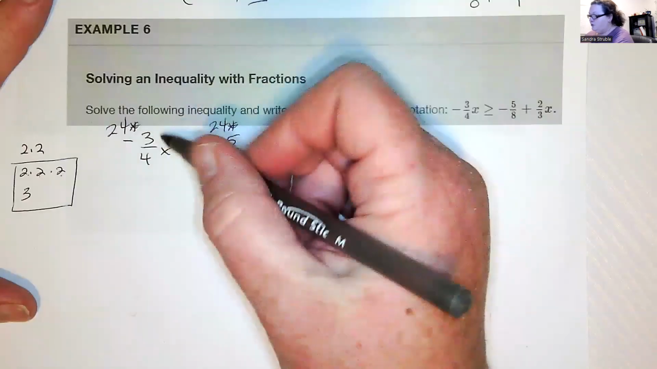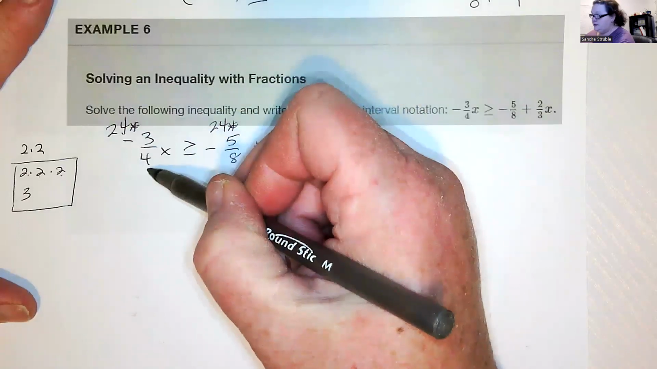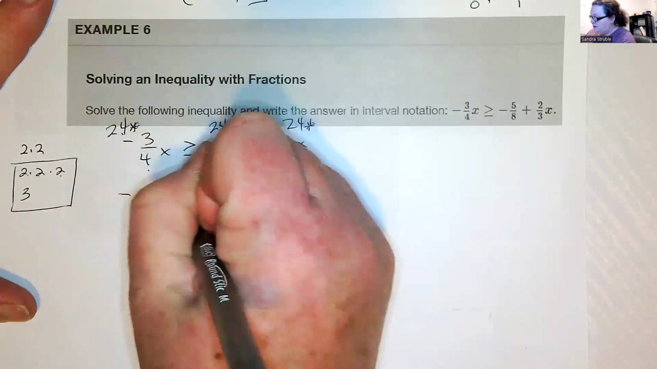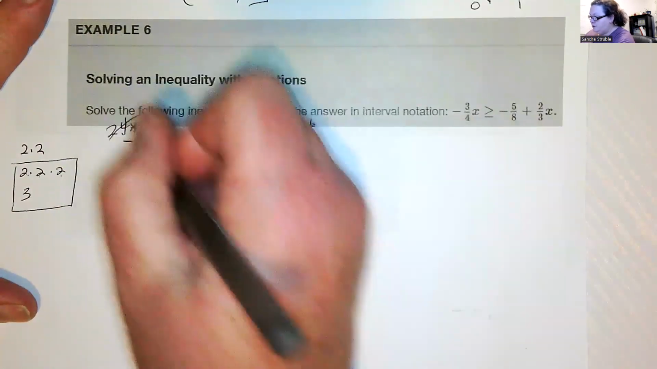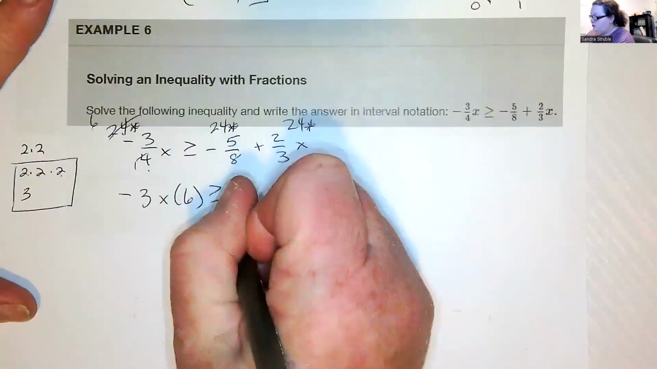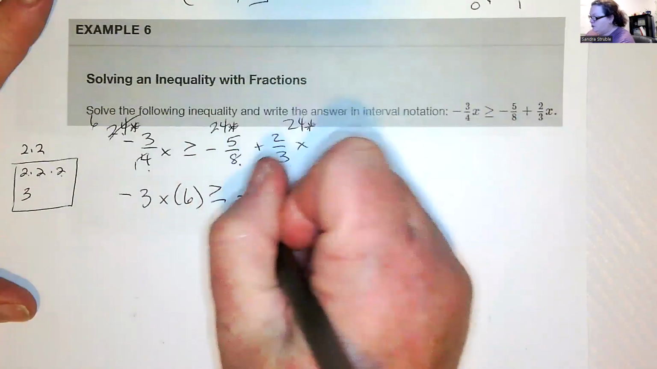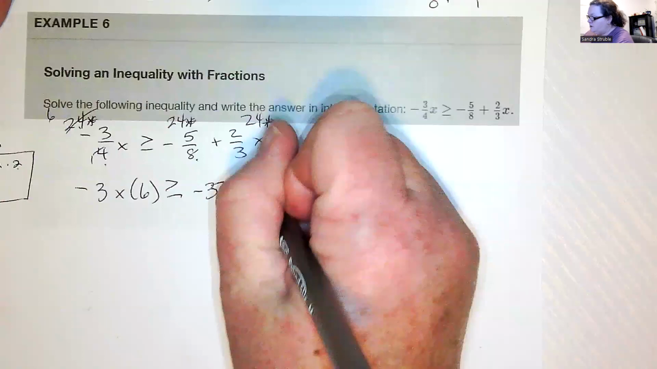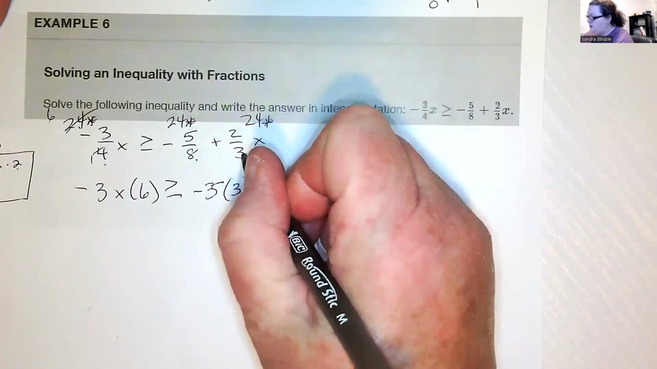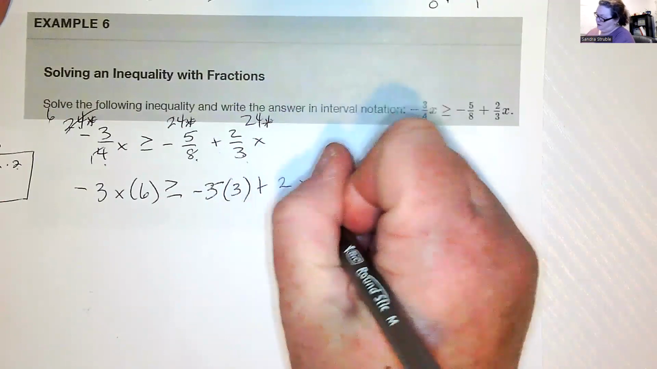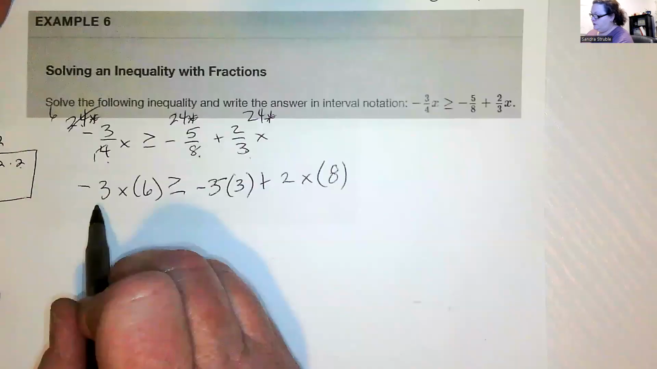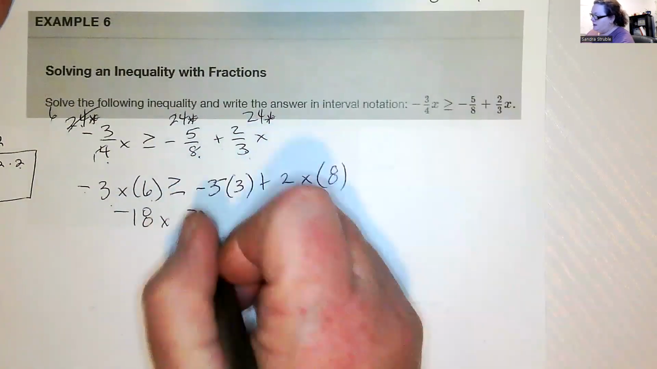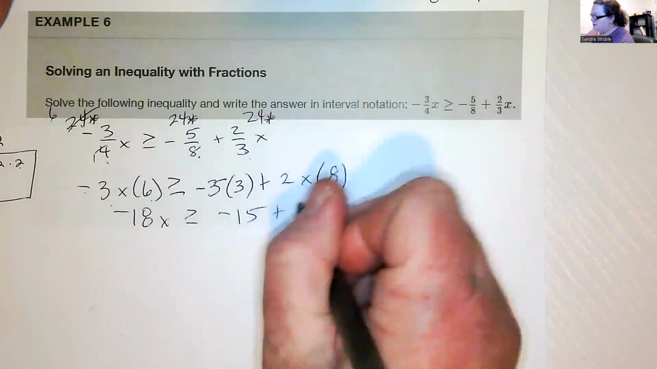So when I multiply through, 24 divided by 4 is 6. So I have negative 3x times 6, because this reduced to 6 and 1, greater than or equal to 24 divided by 8 is 3. So there's 3 times negative 5, plus, and then we have 24 divided by 3 is 8. So 2x times 8. All right, so we've got negative 3x times 6 is negative 18x, greater than or equal to negative 15, and then 2 times 8 is 16x.